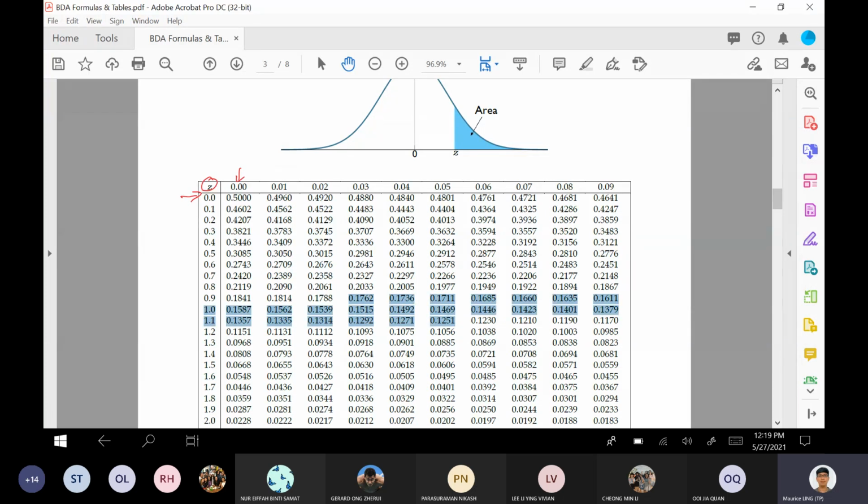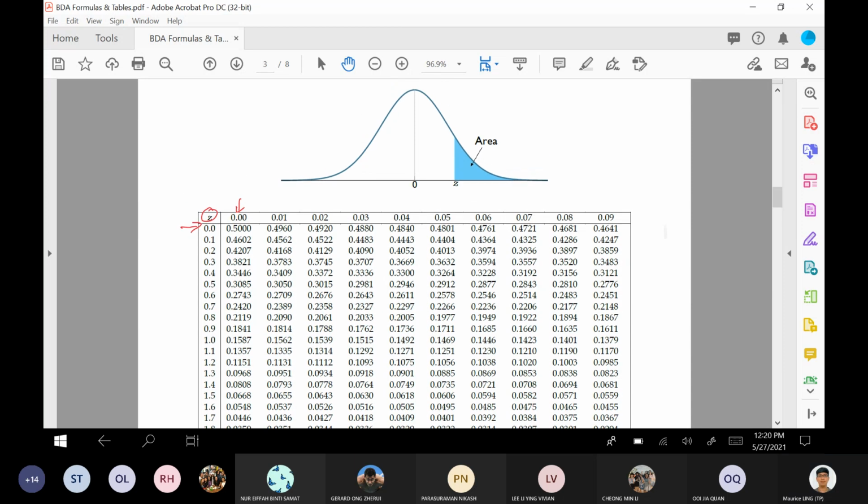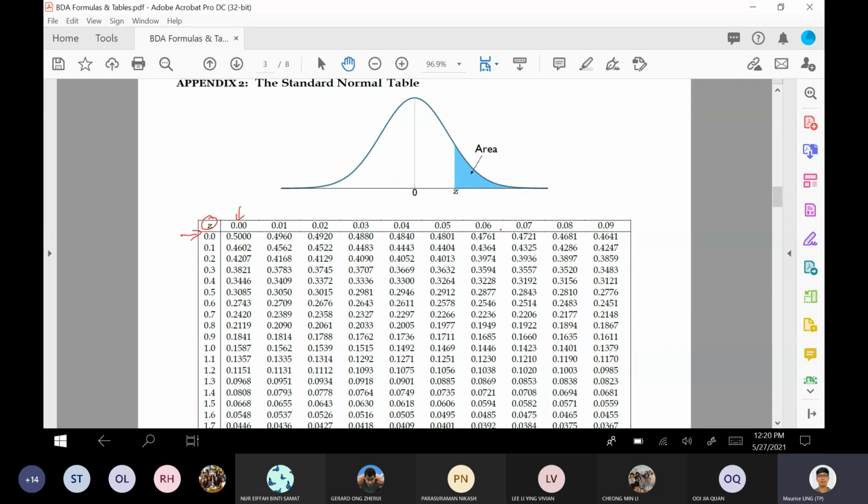And what it shows is the highlighted region, which means that the highlighted region at 0, which is essentially the whole thing here, is exactly 50%. So this is 0.00.